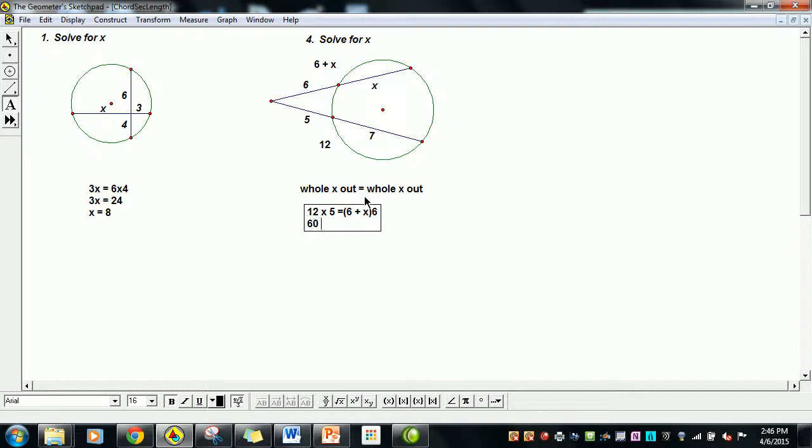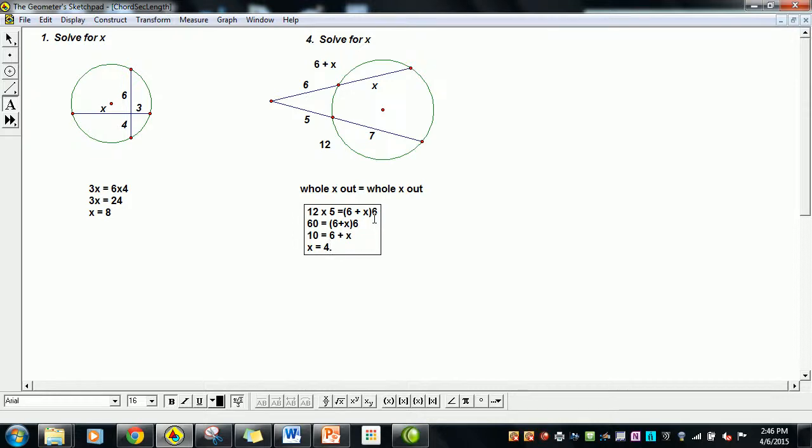So I get 60 equals, and now I could do one of 2 things. I could either distribute that 6, or I can divide by 6. I'm just going to divide by 6. So I get 10 equals 6 plus x, which of course makes x equal to 4.